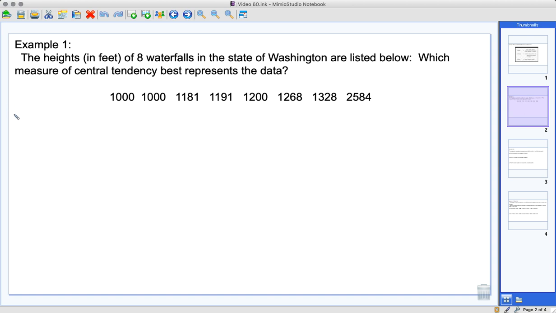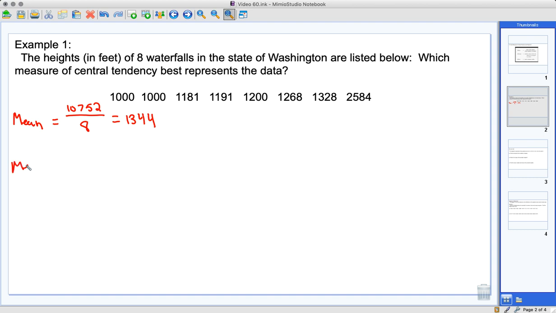Okay, so mean, take them all and add them together. So you have 1,000 plus 1,000, and so on. When I add them all together, I get 10,752. Then we're going to divide by 1, 2, 3, 4, 5, 6, 7, 8. It also says it up there. So you get 1,344.